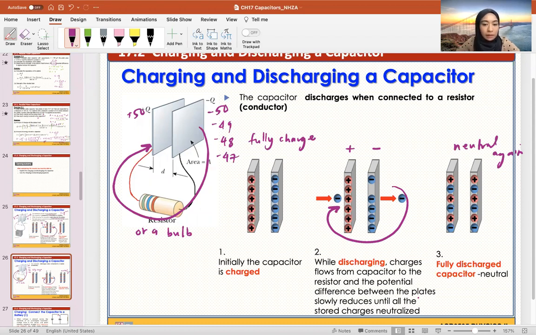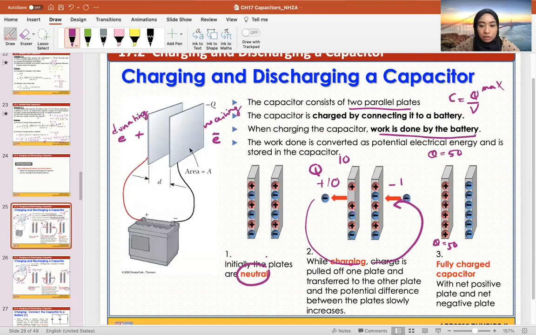Charging, we connect with a battery. Discharging, we connect it with something that is conductive, such as a bulb or resistor. Okay. In discharging, we start with fully charged and we end up with neutral. In charging, we start with neutral, we end up with fully charged. Okay, what does fully charged mean? It means one plate positive, one plate negative. Neutral means equal. Equal amount of positive and negative in the plate.